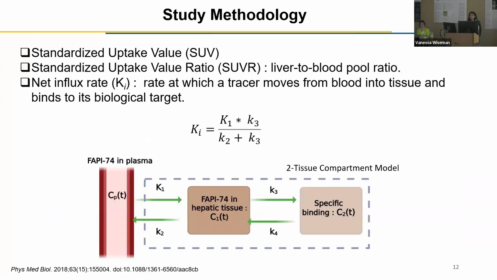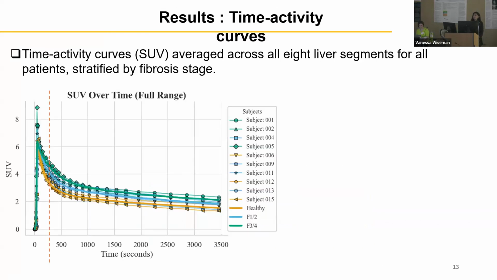To quantify the FAPI uptake in the liver, we are looking at 3 quantitative metrics. SUV, I think everyone knows that. Standard uptake value ratio, SUVR, is used to reduce inter-individual variability by calculating the liver to blood pool ratio. Then, using kinetic modeling, we estimate the net influx rate, Ki, defined as the rate at which the tracer moves from blood into tissue and binds to its biological target. Here you can see the time activity curve averaged over all 8 liver segments for all the participants, grouped by their fibrosis stages.